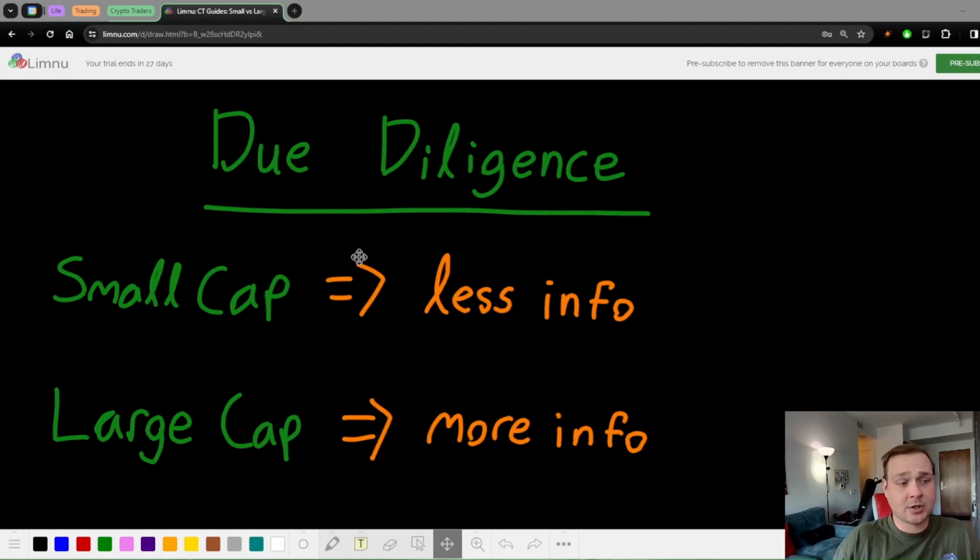Now, for large cap tokens, due diligence is a lot easier because typically there's going to be a lot more information available, just due to the established status of those tokens in the market. So investors are going to be able to analyze factors such as network activity, developer activity, partnerships, and institutional interest from a variety of reputable sources.